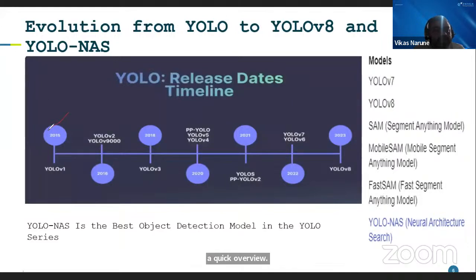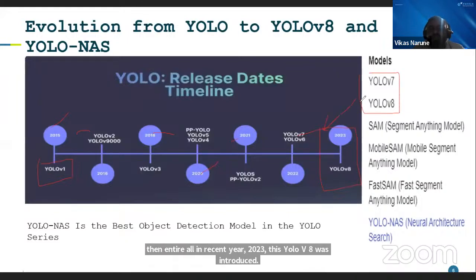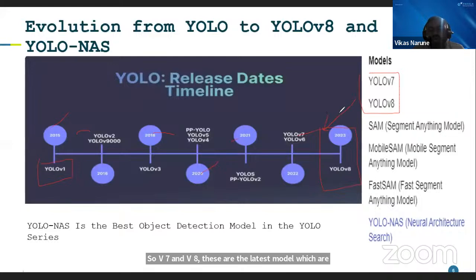In 2015, the evolution of YOLO started with YOLO V1, and then YOLO V2, then YOLO V3, V4, V5, and in recent years, in 2023, YOLO V8 was introduced. V7 and V8 are the latest models which were introduced in the last year, and this year also YOLO V8 was released. This has awesome accuracy.